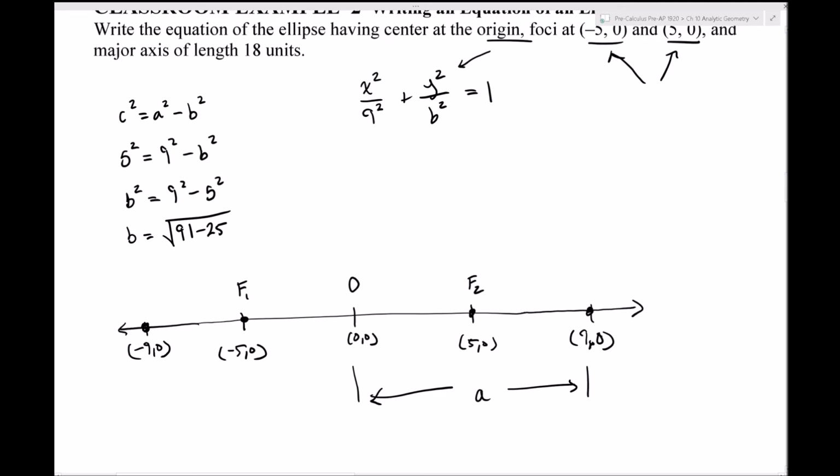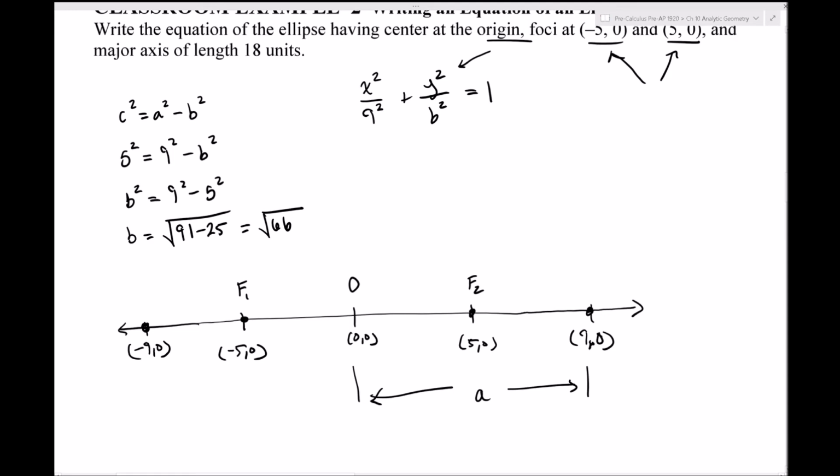81 minus 25. It's a little early in the morning right now that I'm recording, so I'm going to have to use a calculator. Forgive me for that. So 81 minus 25. My UIL students would probably be ashamed of me right now. Square root of 66.